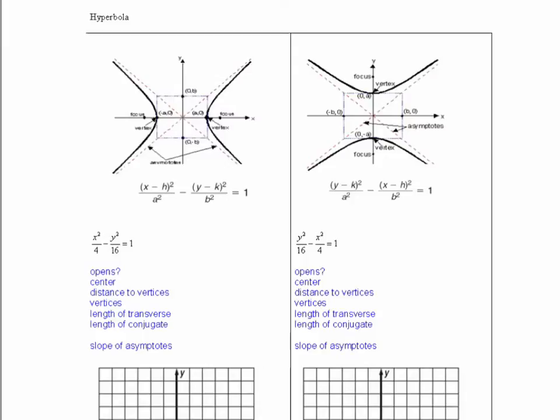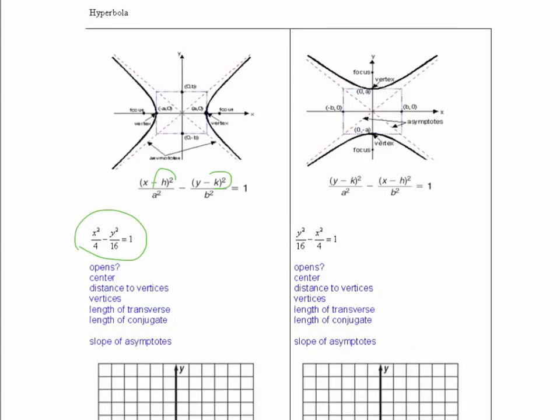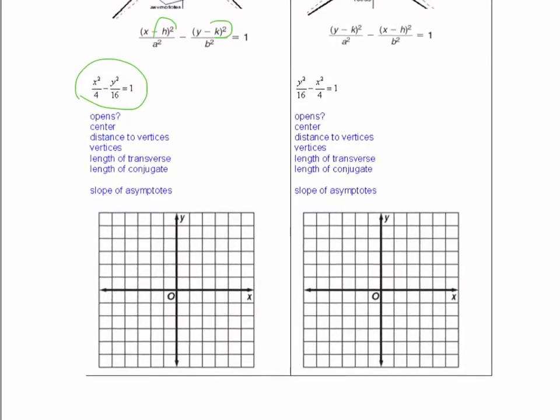Okay, so let's look at how you would actually graph this, starting with this first one right here. Since the x is positive, we know that this hyperbola is going to cross the x-axis. We also know that there's no left-right shift and no up-down shift, so the center of the hyperbola is going to stay at (0, 0), since we don't see any h or k values in this equation. So let me move this up. We're going to put the center at (0, 0).